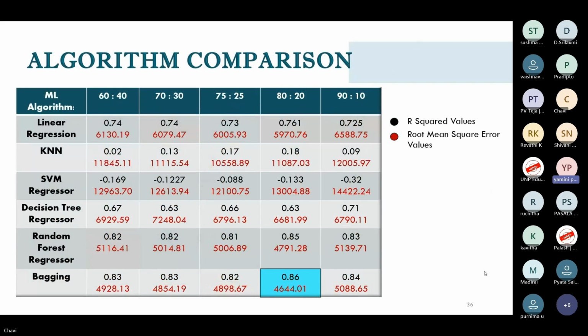After comparing all algorithms, model 3 is the best model. And bagging has the highest R-square value, that is 0.86, and the lowest root mean square error value, that is 4644.01.